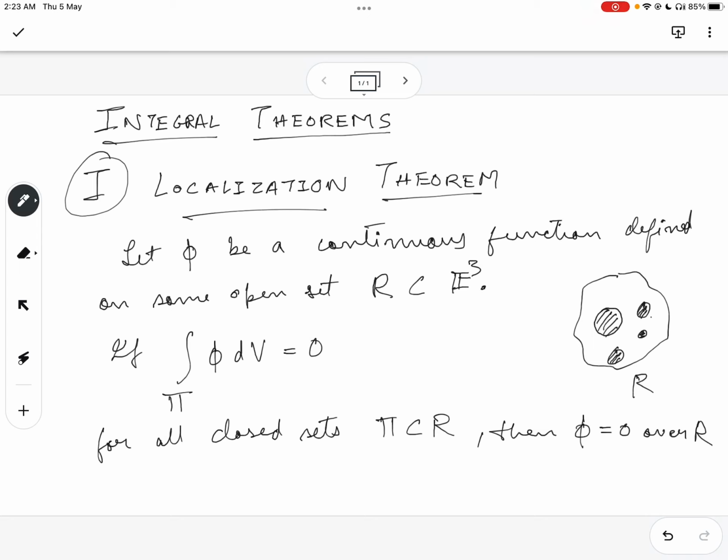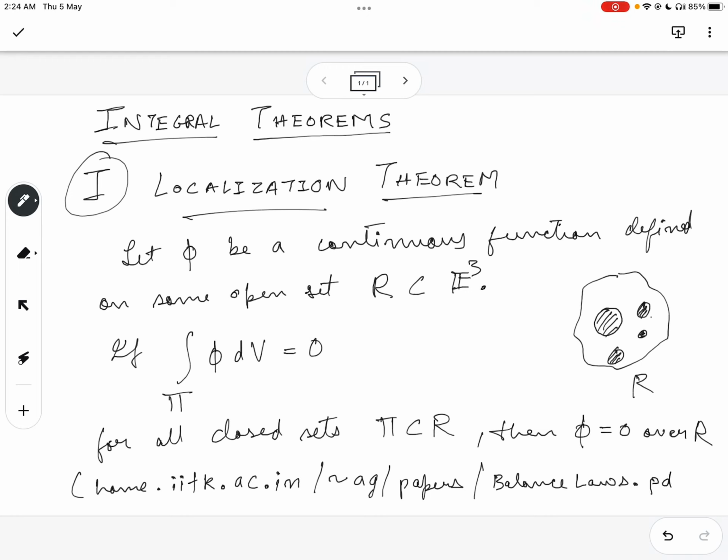We will not give out the proof of this. The proof requires a bit of analysis, a bit of involved mathematics. The proof can be checked out on this URL: iitk.ac.in, eg, papers, balance laws.pdf.